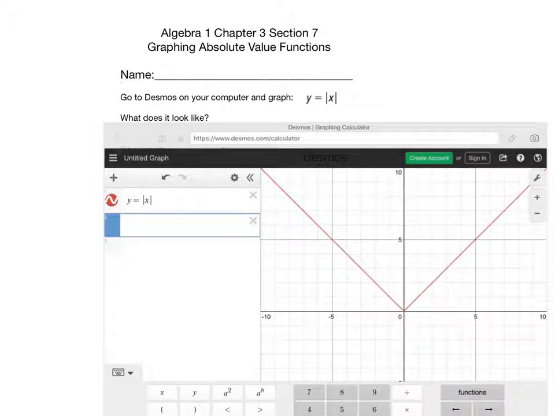And what I want you to do is put in another graph. This one's going to be y equals, and what did I write on there for you? I said y equals absolute value of x minus 5. So there you go. Y equals absolute value of x minus 5.